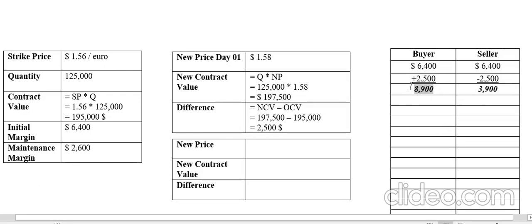So the buyer has a remaining balance of 8,900, which is way above the maintenance margin, and the seller also doesn't have any problem with the balance because he also has more than what is required in the maintenance margin. So everything is fine. That's good. So this was our first day adjustment. Let's go to the second day adjustment.